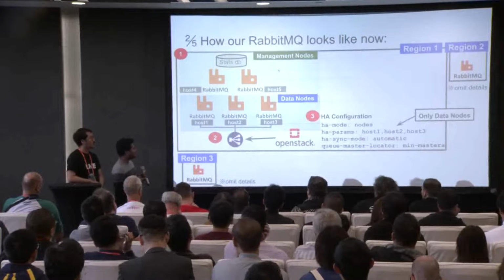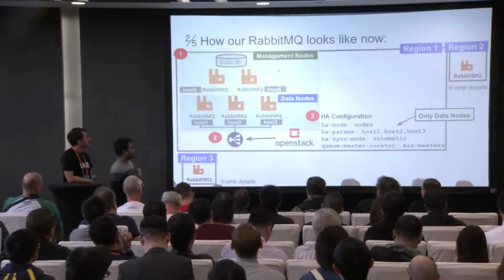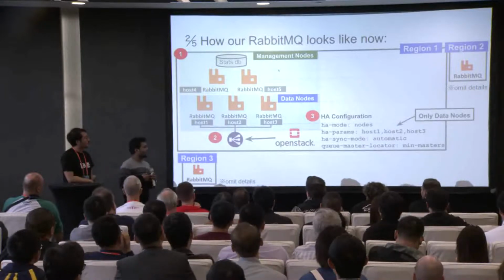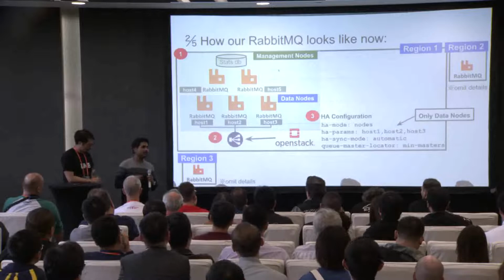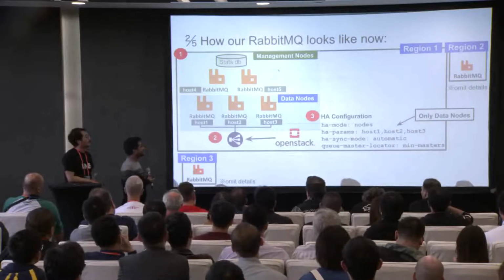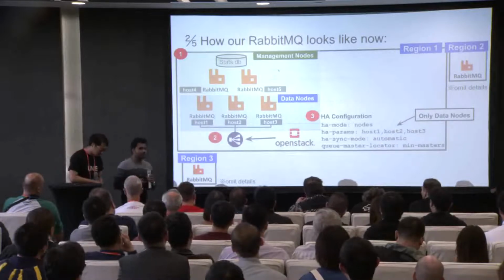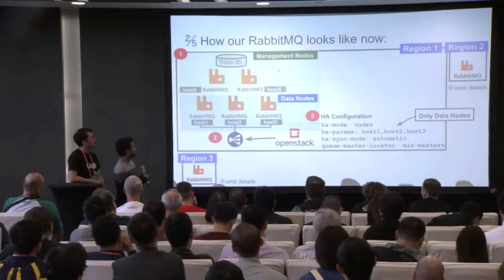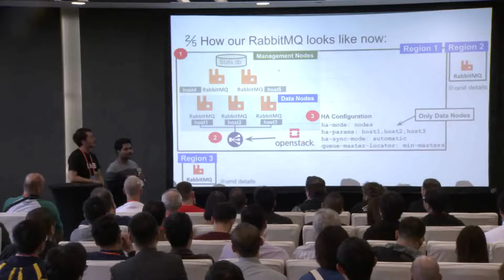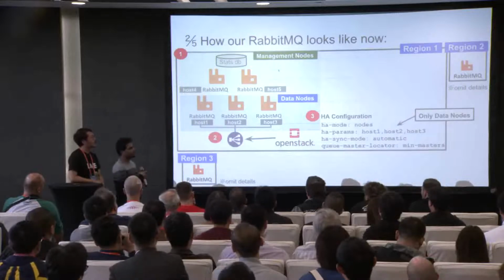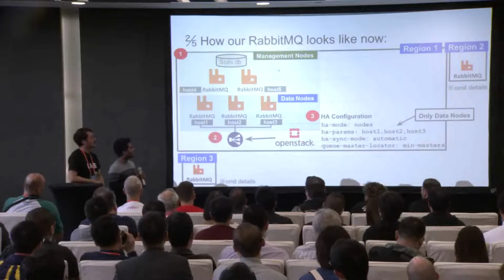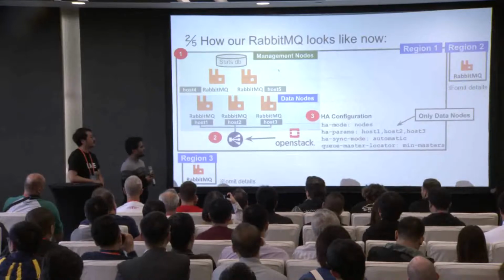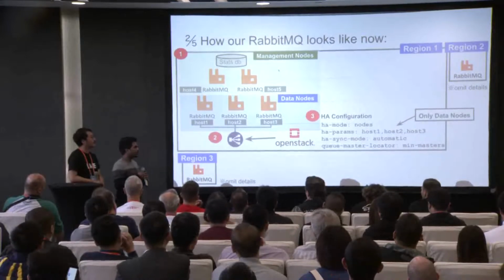Then we have one more policy, queue master locator, which is set as min-masters. When RabbitMQ receives a queue creation request, it figures out which node has the minimum number of masters and sends the request to that node, and that node will be treated as master for that queue. So this internally reduces the traffic of queue creation.